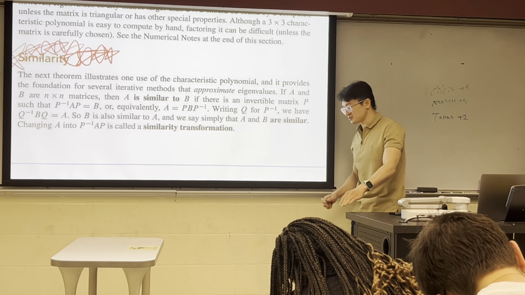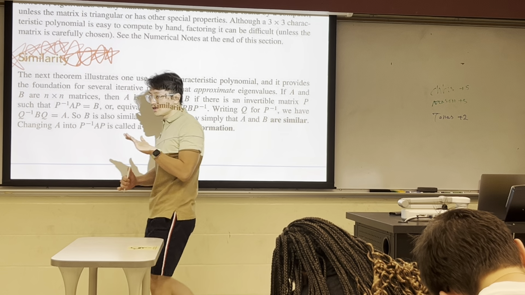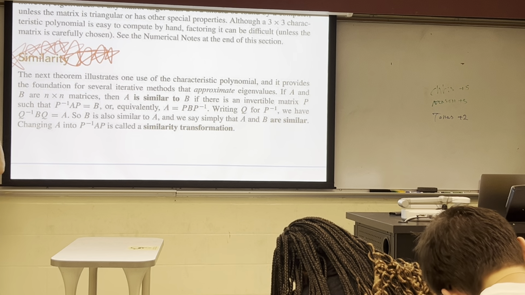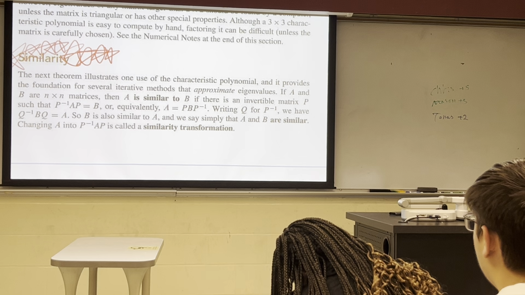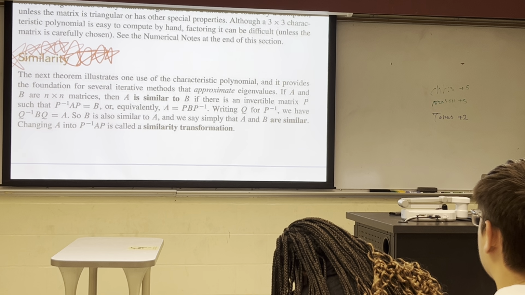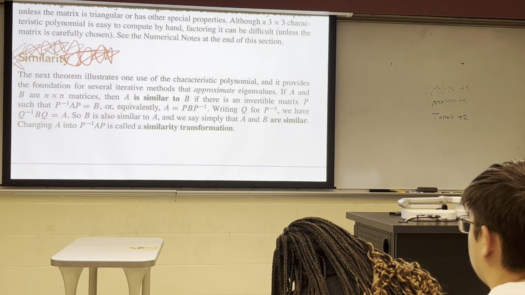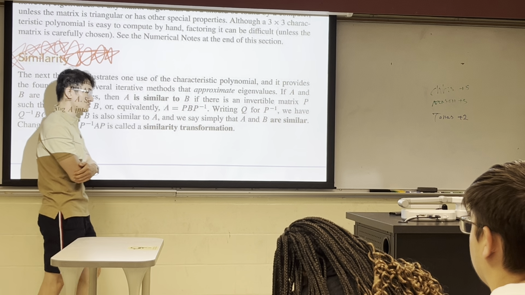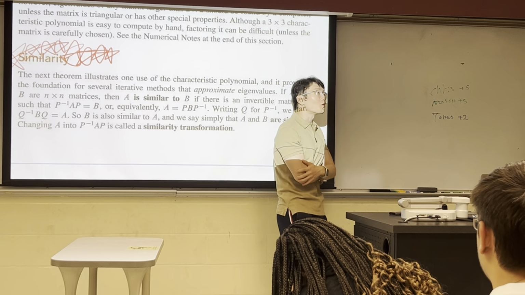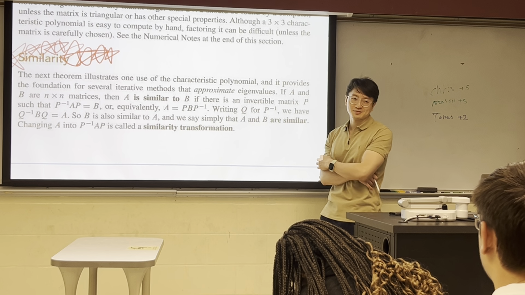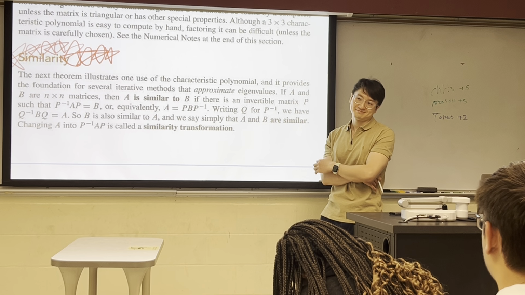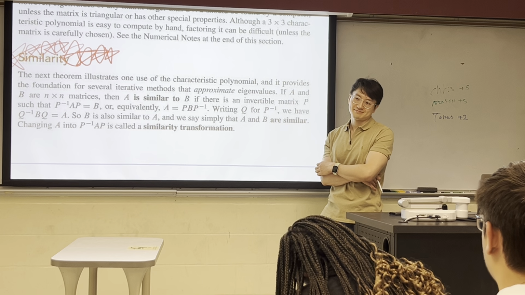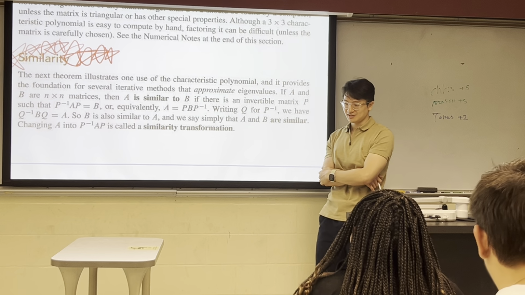Okay, so you guys remember the definition of row equivalence? Let's say matrix A and B are row equivalent to each other. What does that mean? That one can be row reduced into the other. Yes.